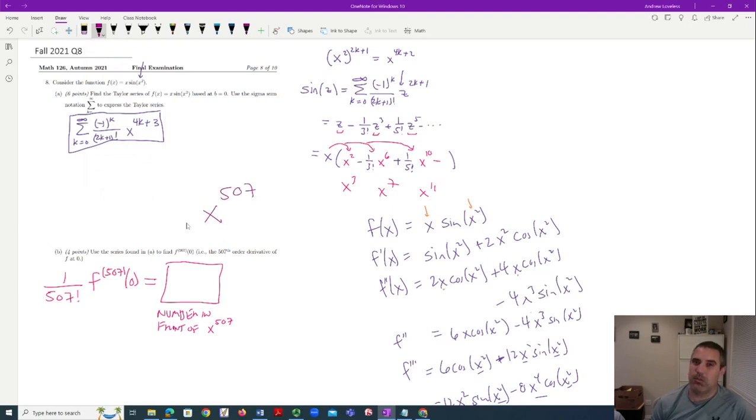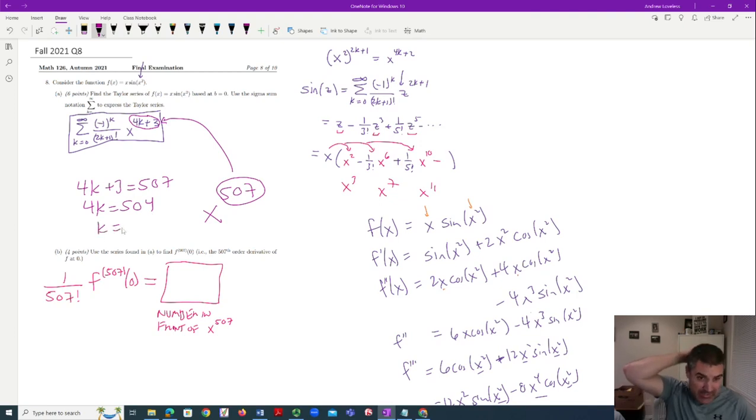So it's really a question about notation. When are we going to get a 507 right here? And so really your job is to solve when is 4k plus 3 equal to 507. And that's when 4k would be 504. And that's when k, what would that be? I'm going to do some long division. I don't want to get a calculator out.